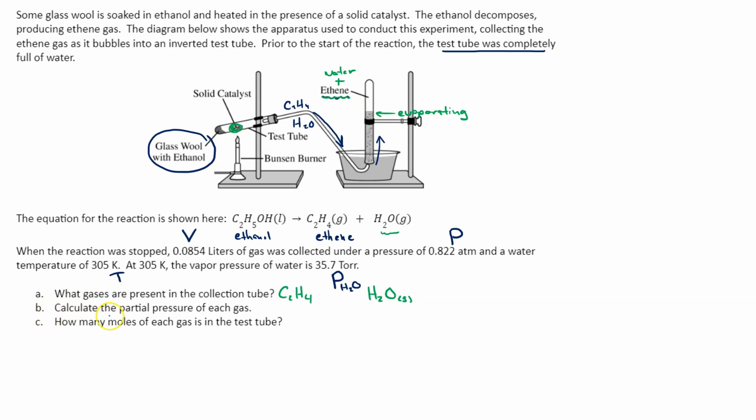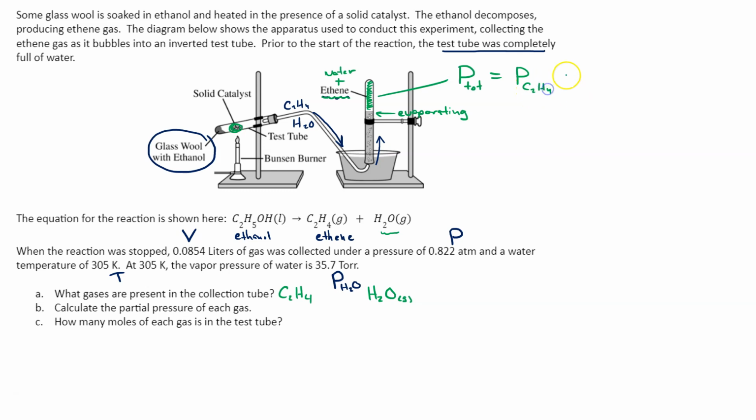Let's move on to letter B, which says calculate the partial pressure of each gas. So this plays on the fact that in this collection tube, let's shade this in green just to help keep track, that is not just one gas, that is a mixture of gases. And anytime you've got a mixture of gases, that mixture is subject to one of our gas laws called Dalton's law of partial pressures that says the total pressure of the mixture is equal to the partial pressures of whatever gases make up that mixture.